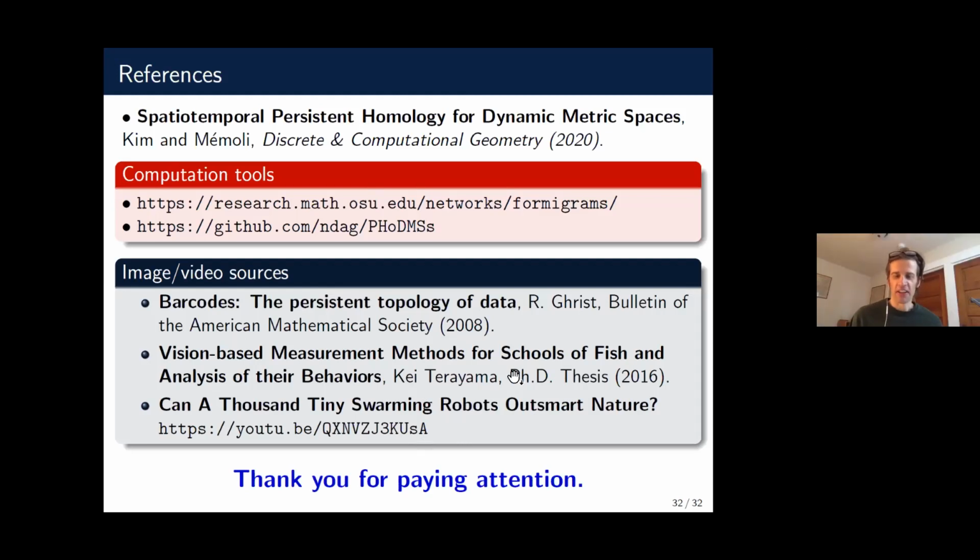Fantastic. Thank you so much, Woojin. Before we get to questions, let's briefly unmute yourself and applaud, and then mute yourself again, please. Thank you. Questions for Woojin?